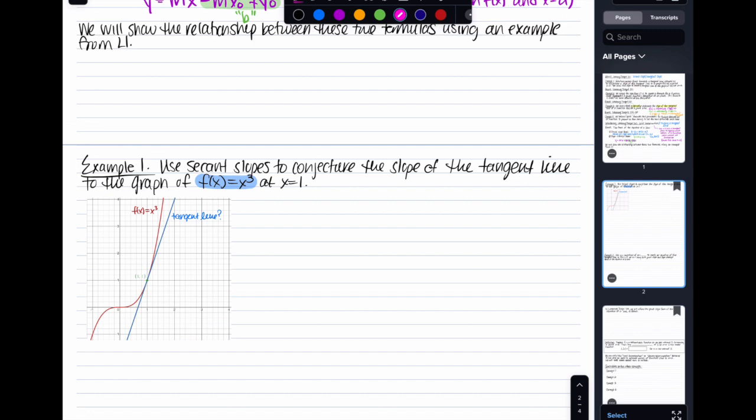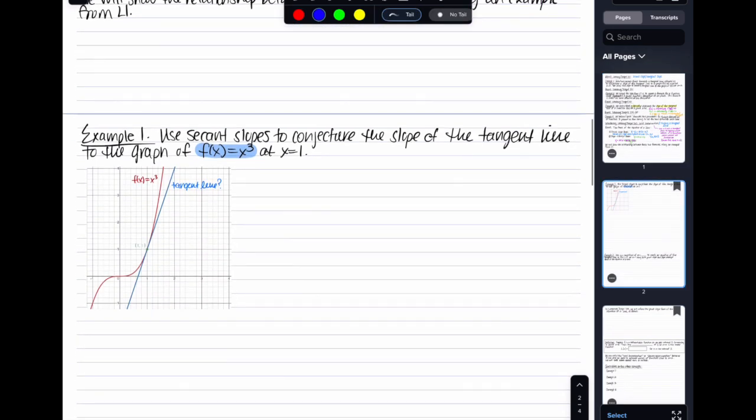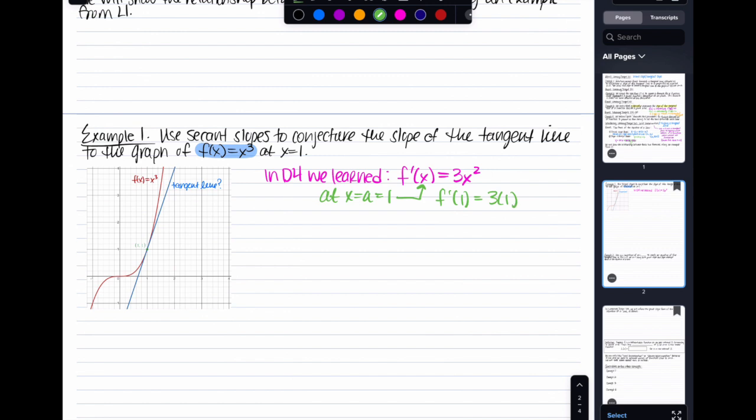Remember concept 4 we talked about above? D4 through D8. In D4, we learned formulas for these derivatives. F prime in this case is 3x squared. So what we could do is plug in x equals a equals 1 to this function. F prime of 1 is 3 times 1 squared, which is 3. And this actually tells us what m is. This is the slope of the tangent. This is the value of the first derivative of x cubed at x equals 1.